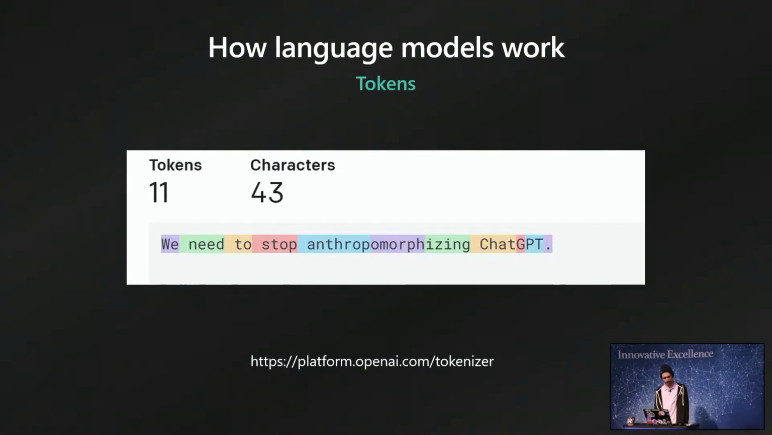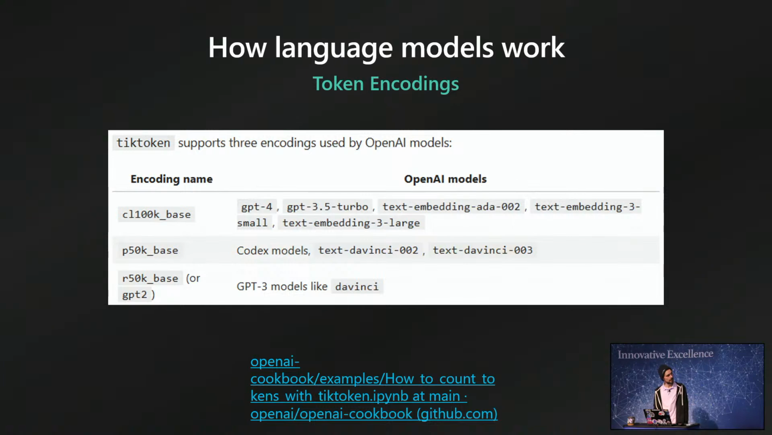Let's take it just a tiny bit deeper too. As we saw, the tokenizers for 3, 3.5, and 4 are different. They produce different results, meaning they have different vocabularies that they use to consume and produce language.